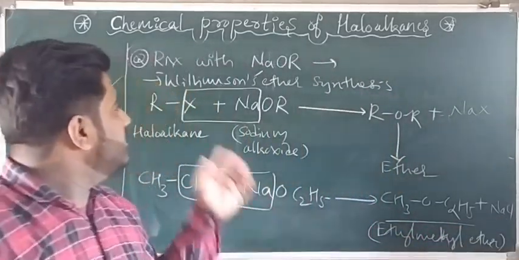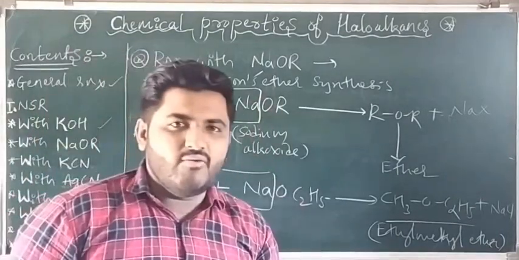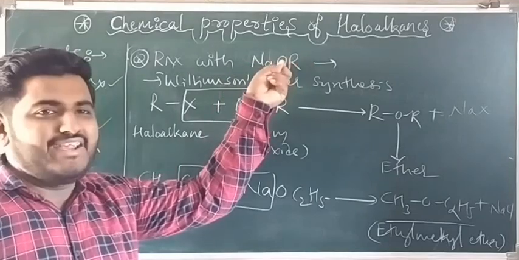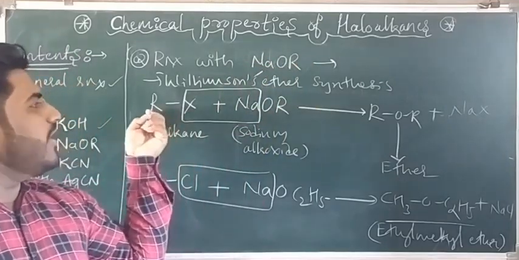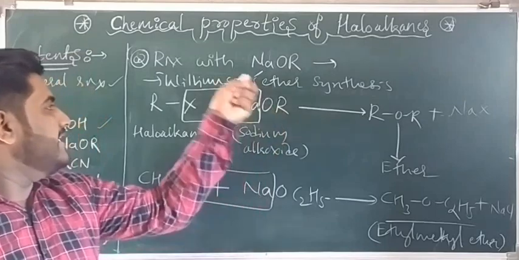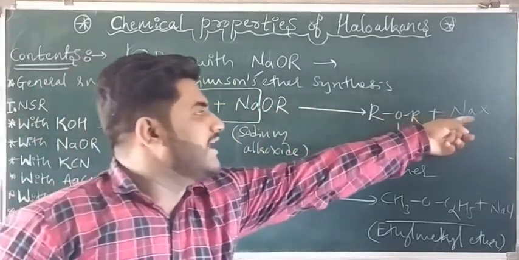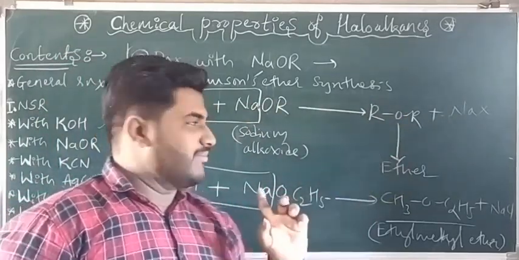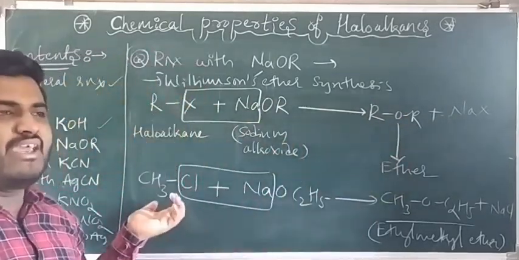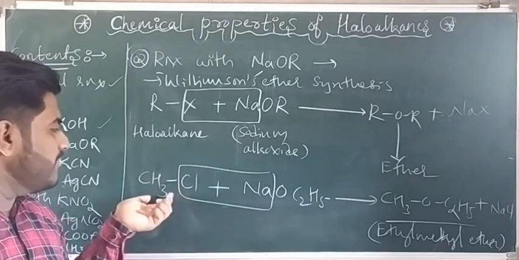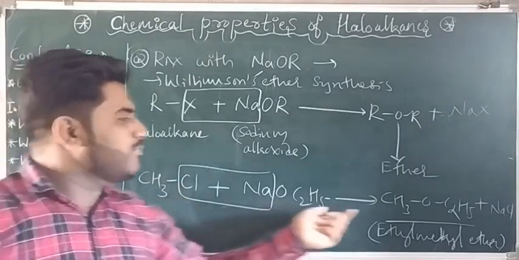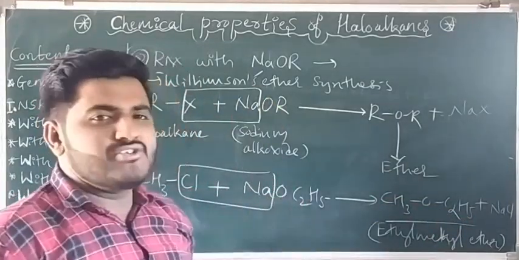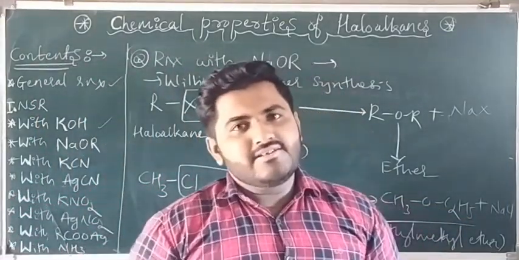I hope you understood. So this one is regarding reaction with NaOR, sodium alkoxide. When haloalkane reacts with sodium alkoxide, NaX is eliminated and ROR, nothing but ether, is formed. In place of R, you can take methyl, ethyl, propyl, whatever the group. Corresponding to that group, we are getting the products. So ether we are obtaining. This reaction is called Williamson ether synthesis.